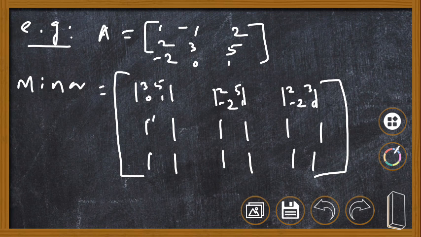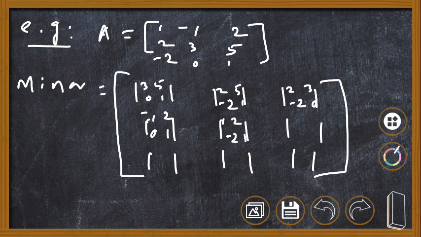So this one will be minus 1 and 2, and this one will be 0 and 1, right? Similarly, you remove this row and this column, this row, this column and this row, what will be left? Please see, this will be 1, 2 and minus 2 and 1.